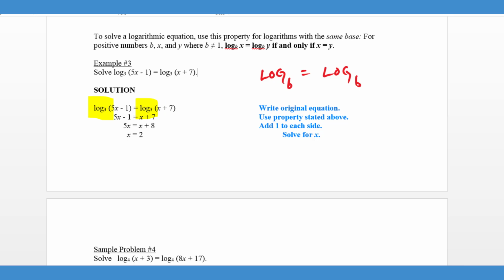That's not technically what's happening, but the final idea here is that you end up with 5x minus 1 equals x plus 7. And so we can simply solve that algebraic equation very easily once the logs are dropped. So whenever you have two logs, one on each side of the equation, with the same base, that's a pretty easy deal to do. So let's look at sample problem number 4.